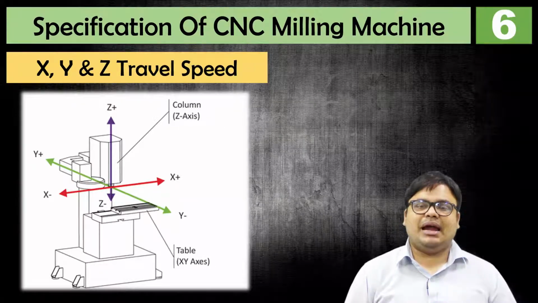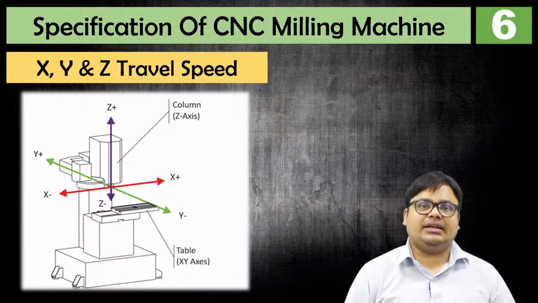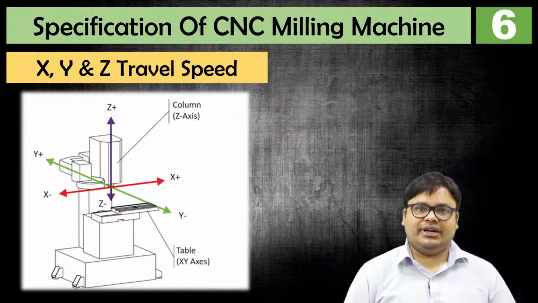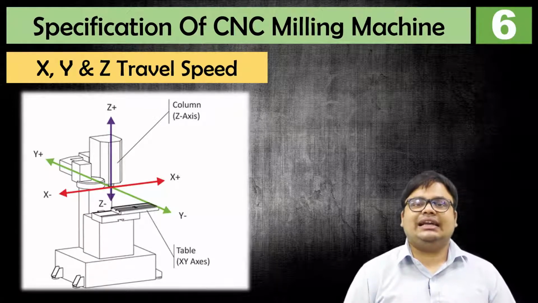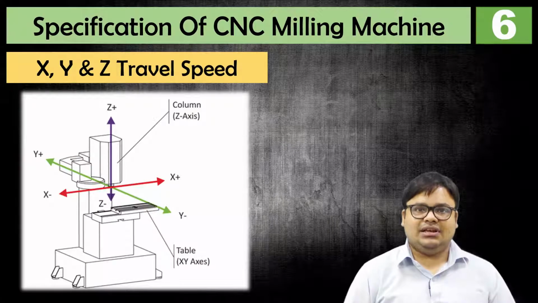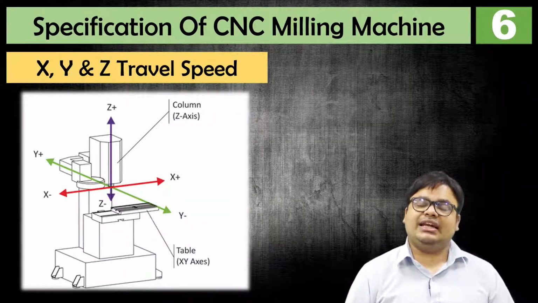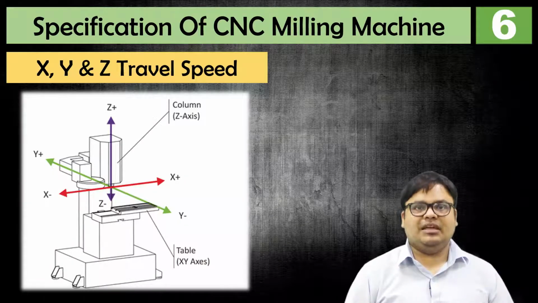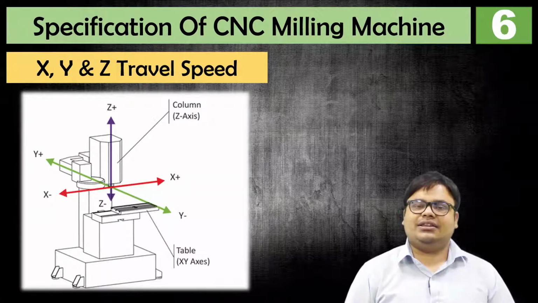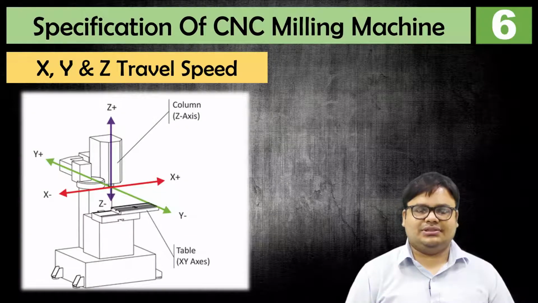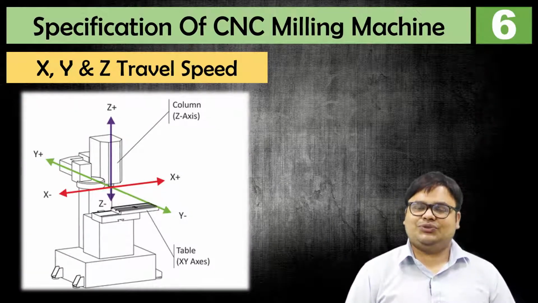Because minimum doesn't matter, but the maximum feed rate always matters. The higher the feed rate in a machine, the lower the cycle time will be. So for that purpose we should also know what is the maximum feed rate available in CNC milling machines. The higher the rate, the faster the machining process. So moving on to the next one, the seventh one.